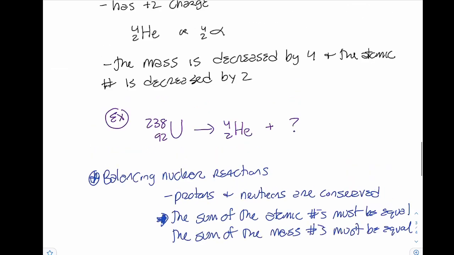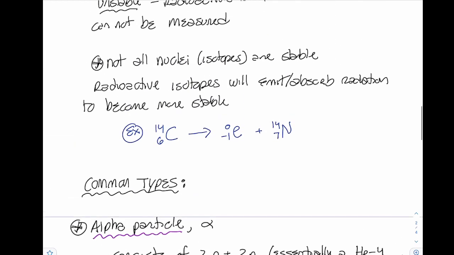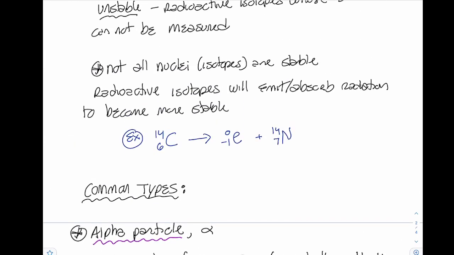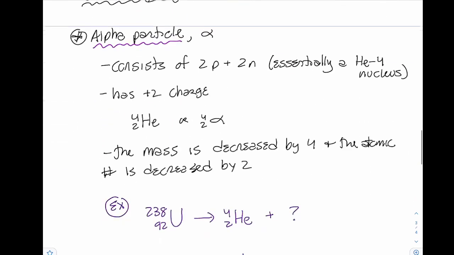So if we go back up and look at that carbon one that I did. Here I have a 14. Here I have a 0 and a 14. So I have a sum of 14 for my mass numbers on both sides. Here I have a 6. Here I have a -1 and a 7. -1 plus 7 is a 6. So the sum of atomic numbers is the same on both sides. And that's what we're looking to do.